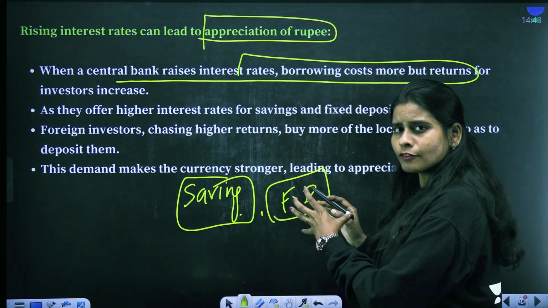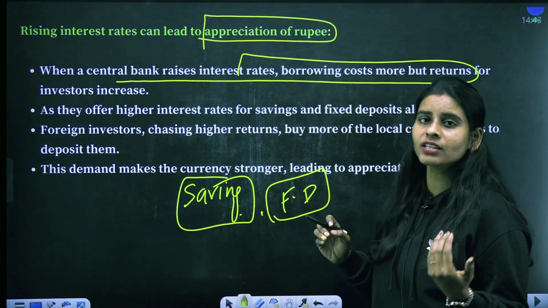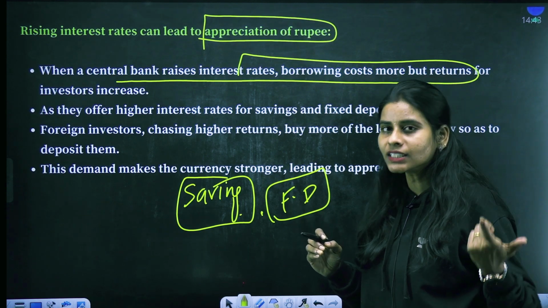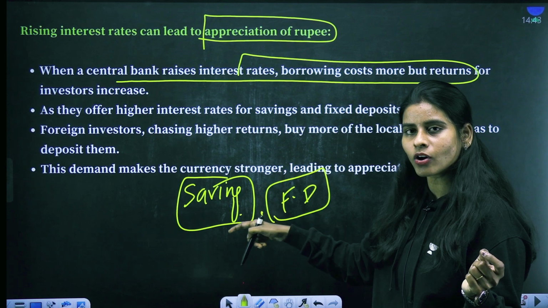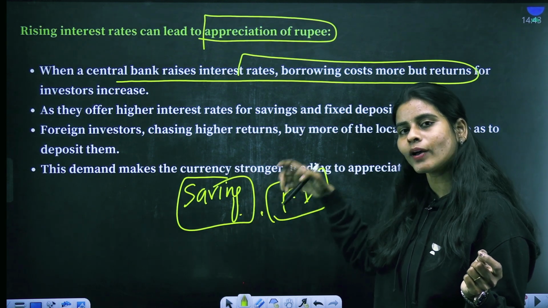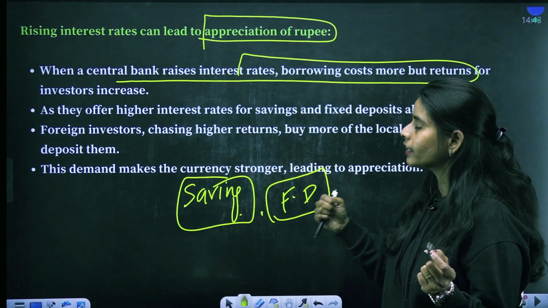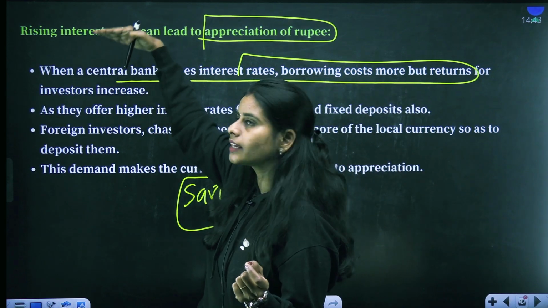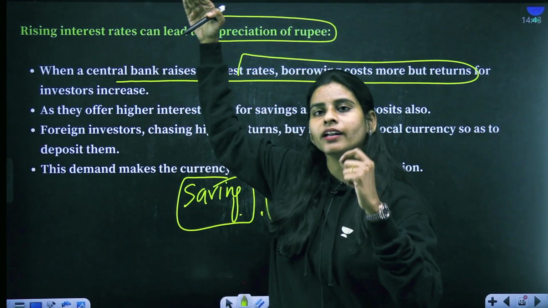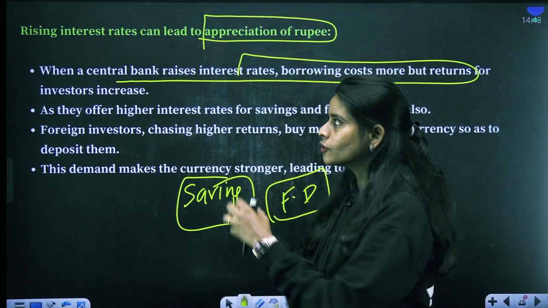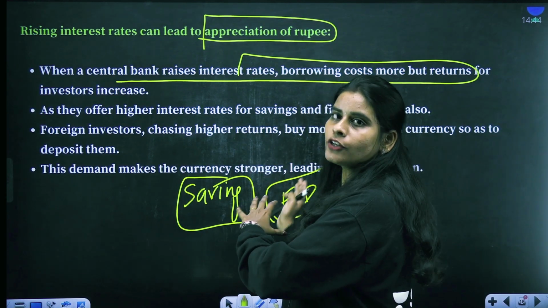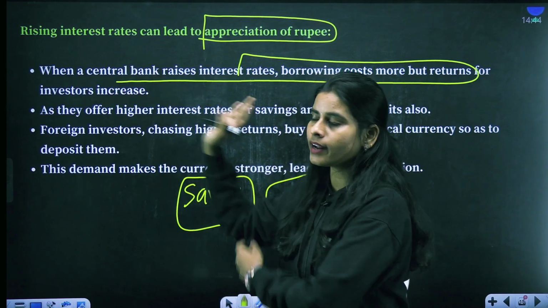So why do banks have to do this? Although the cost of borrowing is getting higher because of increased interest rates, the banks will also go for what? A higher savings rate so as to attract the investments, right? So when the interest rates are increased, if I am an investor, I will be able to get higher returns. So that will again help me to go to this particular country for investment, right?